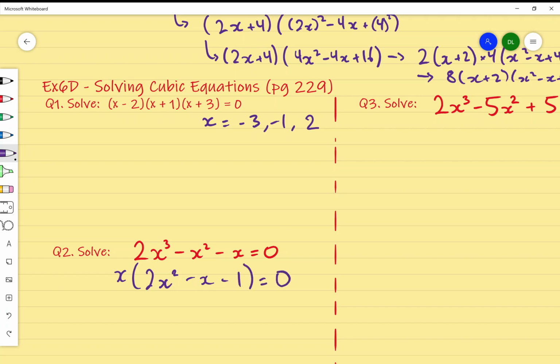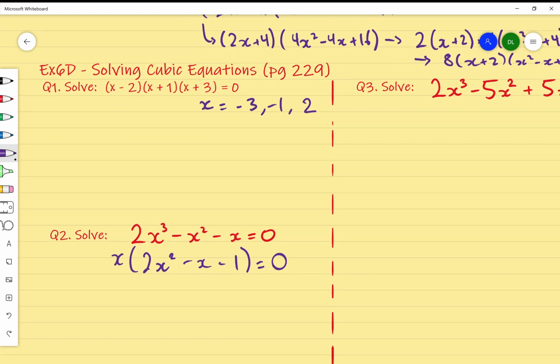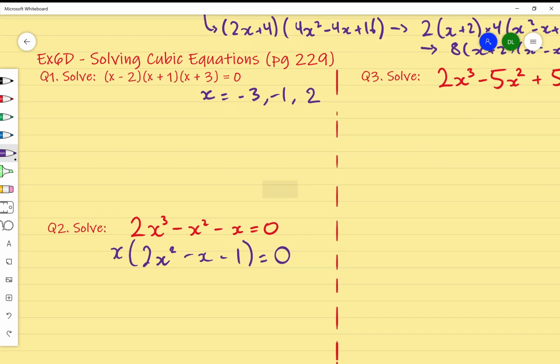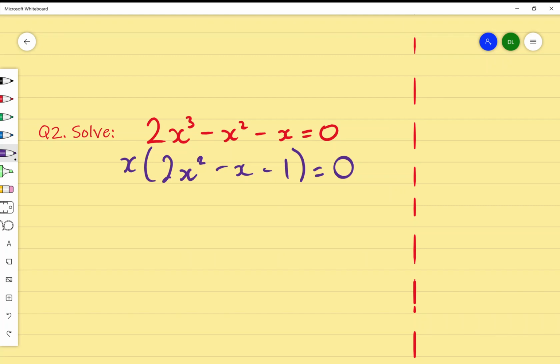Thank you. So I get x bracket 2x squared minus x minus 1. Now let's focus on this. Is there a way we can simplify that, or factorize that, sorry? Let's use cross method. I know some of you guys don't like cross method. Let's just use it for this example.